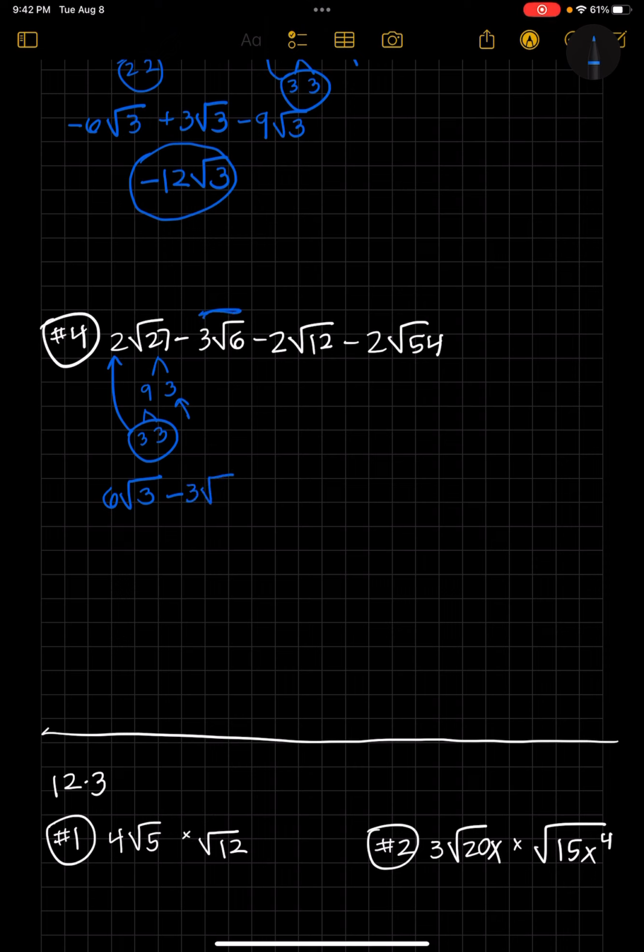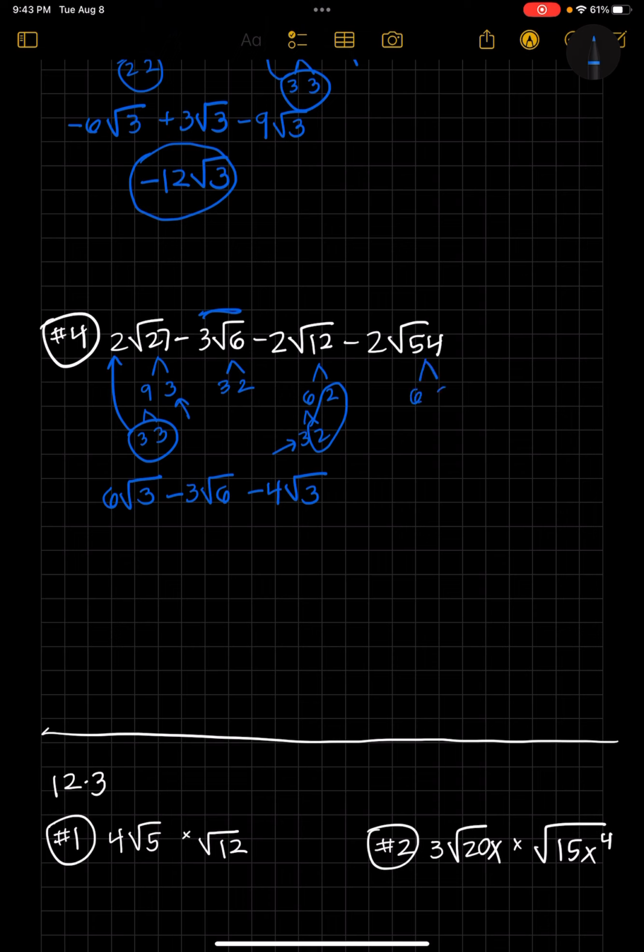Even though 6 can break down to 3 and 2, there's no pairs, so it just is left square root 6. Let's break down the 12. You would have 6 and 2, and then 3 and 2. You have a pair of 2's right here, so that gets multiplied by the negative 2 that's on the outside. So I'd get negative 4 root 3, because that 3 got left out, it didn't get circled.